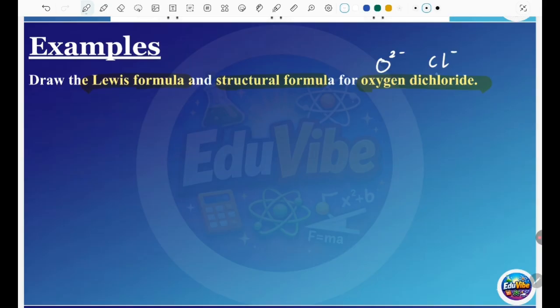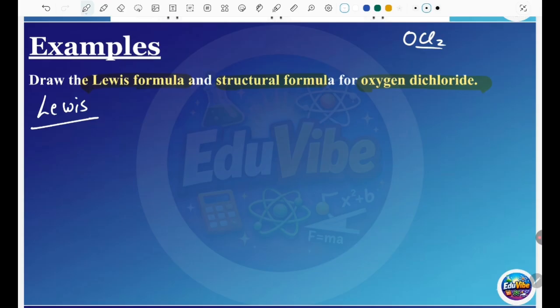So this is Cl2, and when we transfer this, we can write Cl2 like this, or you can directly write Cl2, because we have dichloride. This means it is OCl2. Now we have to make the Lewis one first.